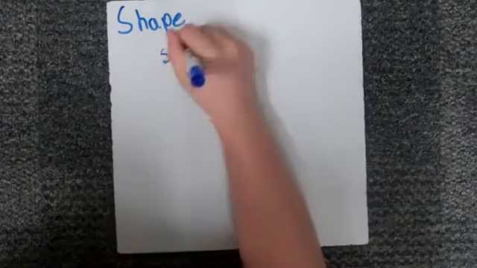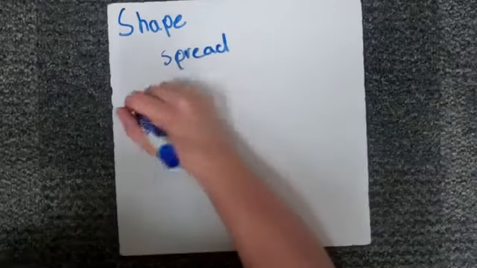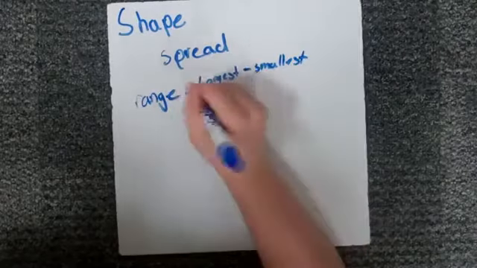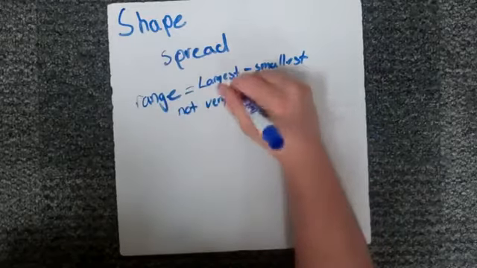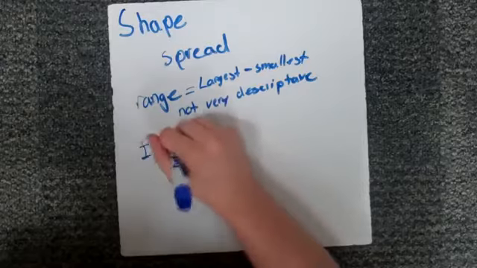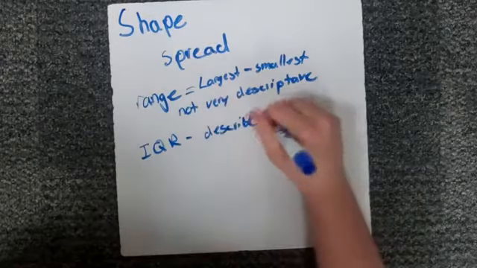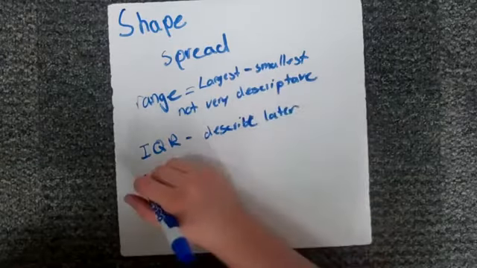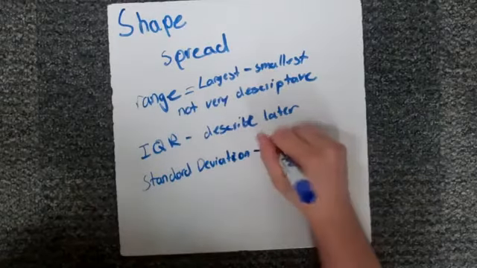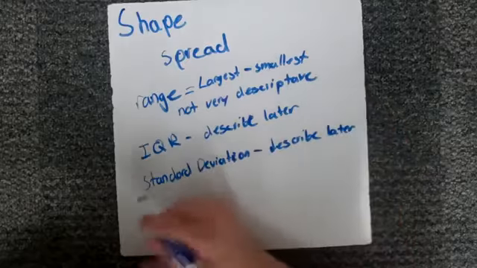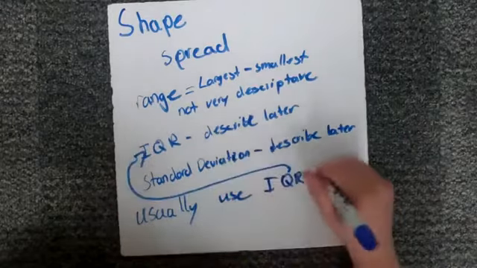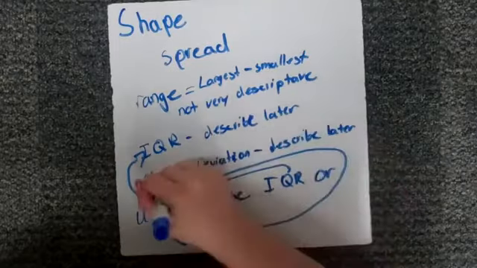With shape, the other S, spread, is related. Spread is the description of how the data is distributed within your distribution. You have range, which is largest to smallest, which is not very descriptive and you won't use it often. Then there's two others, IQR, interquartile range, which we'll describe here in a bit, and standard deviation, which we will also describe here in a bit. Usually you use IQR or standard deviation, which is also denoted by sigma.